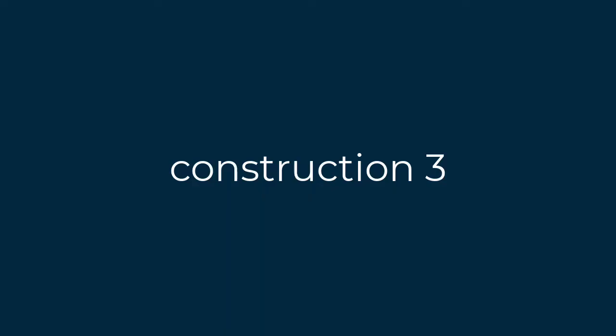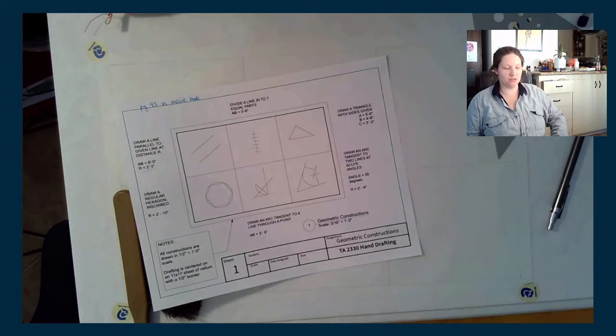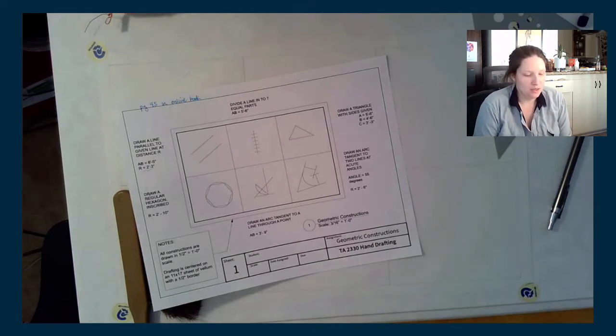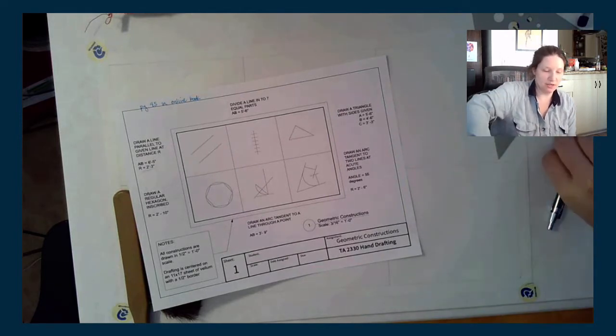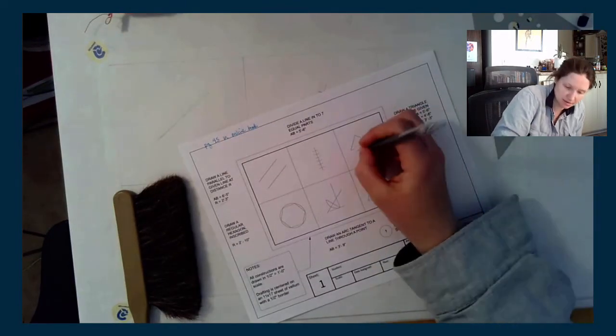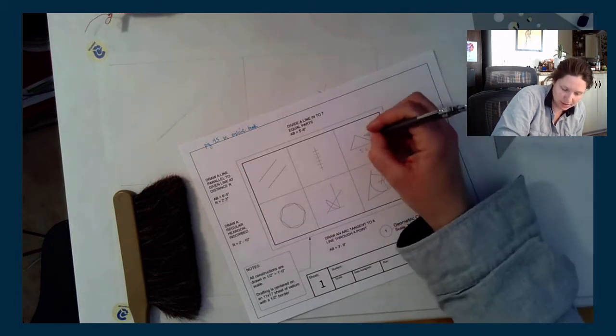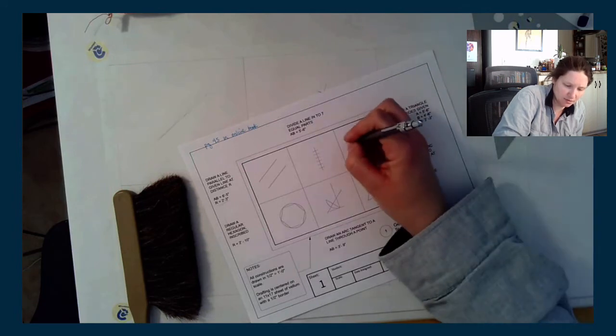Next, draw a triangle with the sides that are given. So A is 5'6", that's the longest line. B is 4'6", that's the next longest line. And C is 3'3", that's the shortest line.